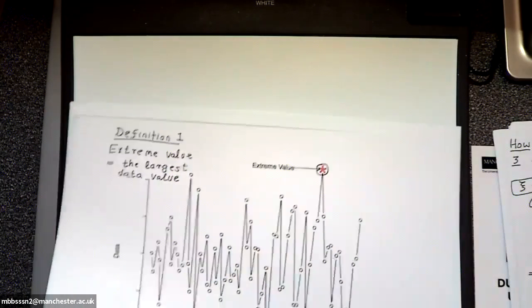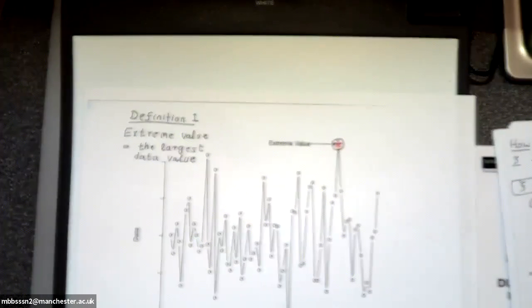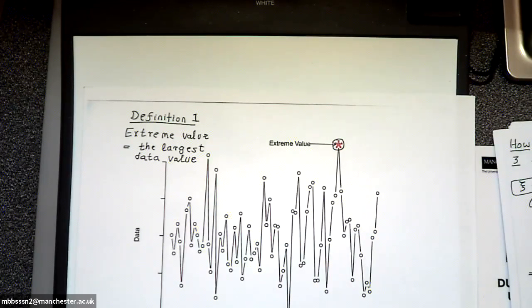Now, the second video I asked you guys to watch is about definition 1 of extreme value. Remember, last week, we looked at the distribution of the extreme value under definition 1. And we found out there are 3 possible limits: the Gumbel, the Frechet, or the Weibull.